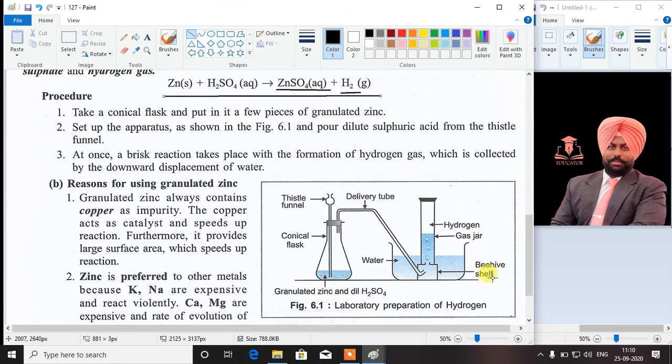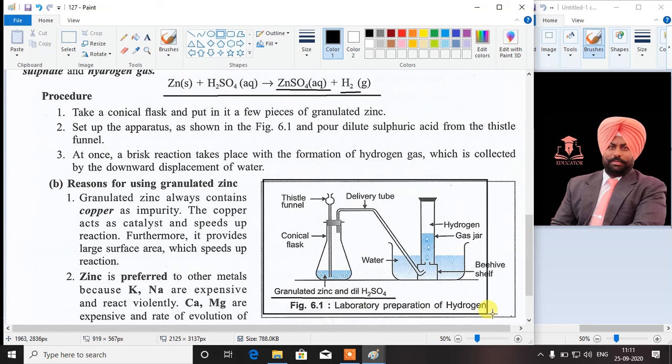Looking at the diagram, you can see that this is a conical flask to which a thistle funnel is introduced, and sulfuric acid is added to the conical flask with the help of this thistle funnel. The reaction of the granulated zinc and sulfuric acid takes place and hydrogen gas is produced, which is collected by the downward displacement of water. So this is the diagram for the preparation of hydrogen gas in the laboratory.